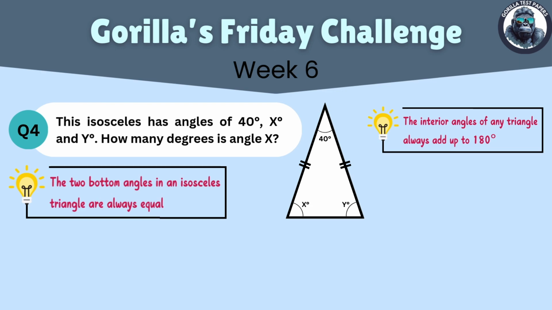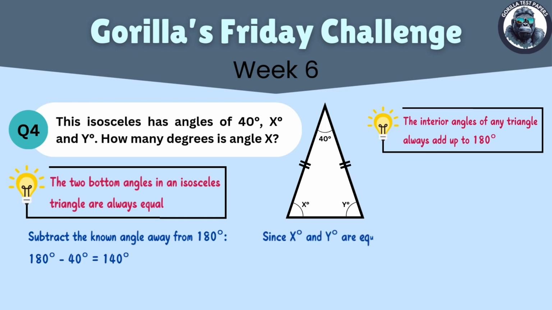First of all, we want to subtract the known angle away from 180 degrees, which is 180 degrees minus 40 degrees, which gives us 140 degrees. And since the two bottom angles in an isosceles triangle are always equal, all we need to do is divide 140 degrees by 2 in order to find out how many degrees angle x is, which gives us 70 degrees.